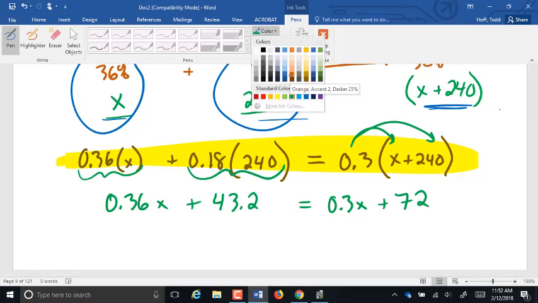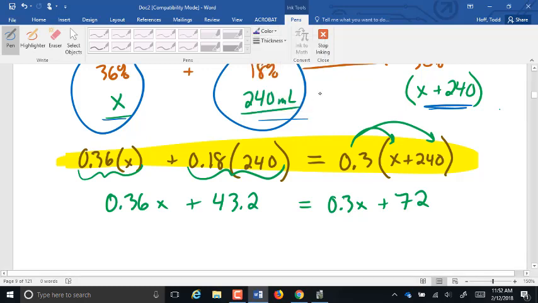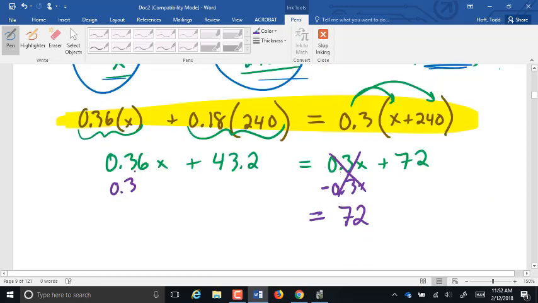Now we've simplified everything we can on each side. Our next question is, does the variable appear on one side or both? And in this case, it appears on both sides. So we have to get rid of one of them. The smaller is the 0.3, so that's the one we're going to get rid of. It's positive, so we get rid of it by subtracting 0.3x. That's gone, leaves us with 72 on the right side. We have to subtract it on the left side as well. We can only subtract it from the 0.36x. So 0.36 minus 0.3 is 0.06x. Plus, we still have that 43.2.